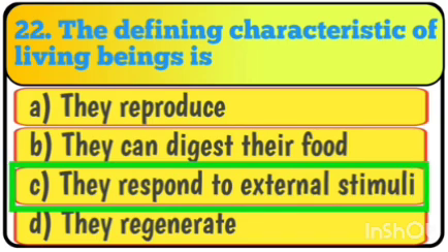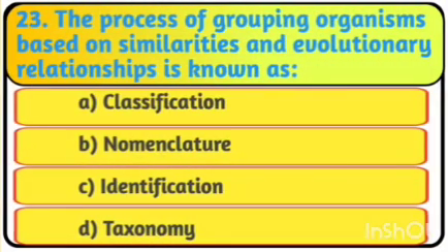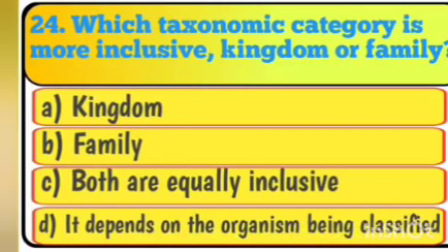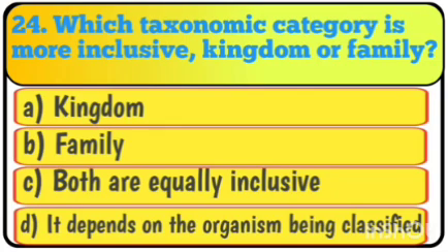They respond to external stimuli. Next, the process of grouping organisms based on similarities and evolutionary relationships is known as: A. Classification, B. Nomenclature, C. Identification, D. Taxonomy. Correct answer is option D. Taxonomy. Next, which taxonomic category is more inclusive, kingdom or family? A. Kingdom, B. Family, C. Both are equally inclusive, D. It depends on the organism being classified. Correct answer is option A.